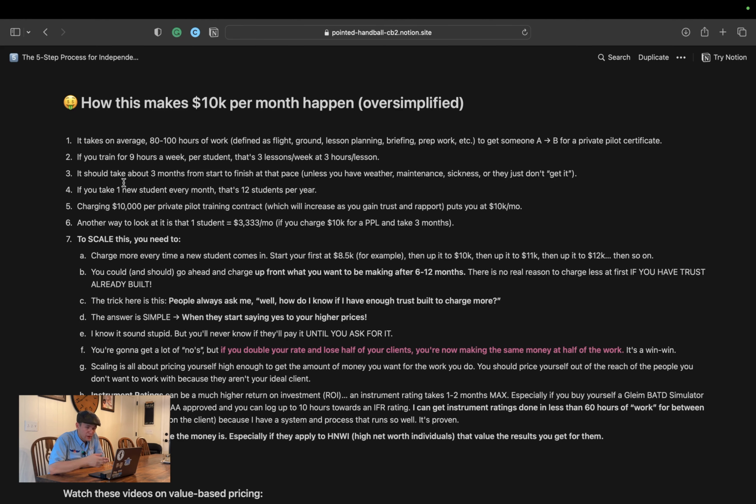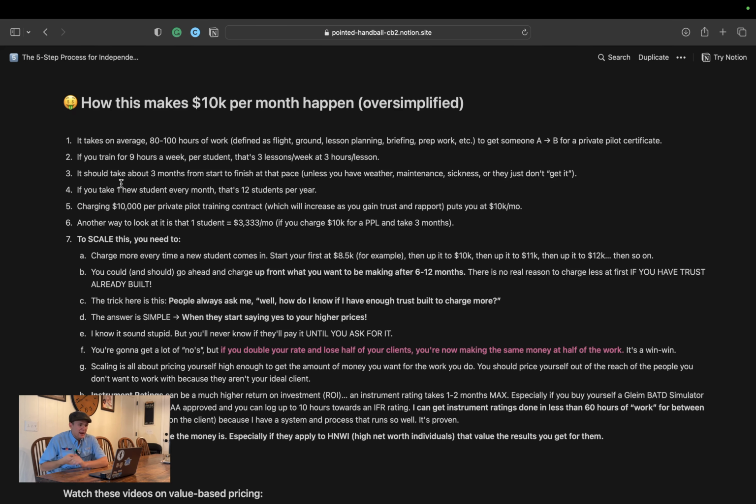The biggest way to cover this risk is just charge more. Instead of basing your rate on, say, $50 or $60 an hour, base your rate on $100 or $200 an hour. That way, if it takes you more hours than you originally anticipated, you're already making a higher hourly rate. So that higher rate covers any extra hours that you would have worked if you were charging, say, $50 or $60 an hour. How this process makes $10,000 a month. Basically, on average, it takes 80 to 100 hours of work to get someone done for a private pilot certificate.